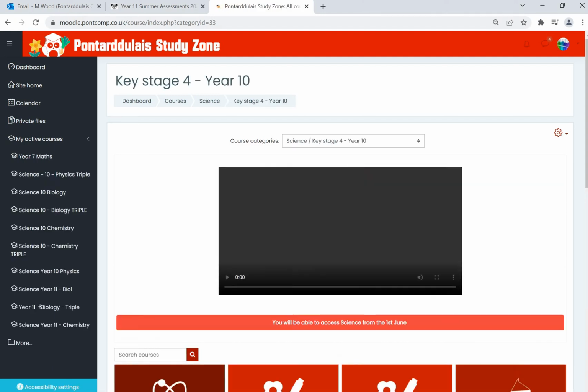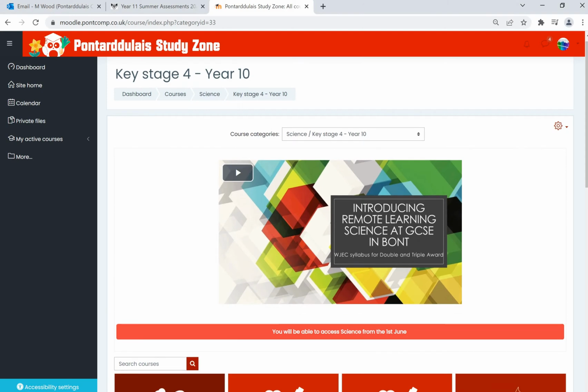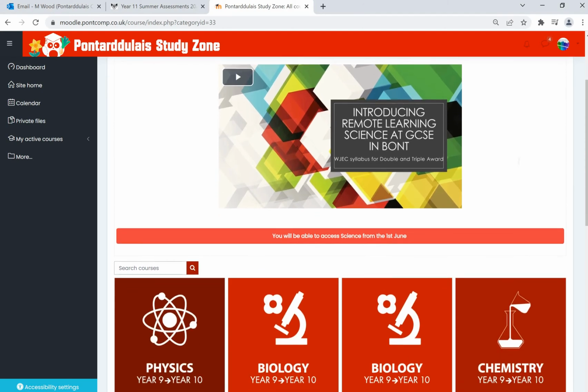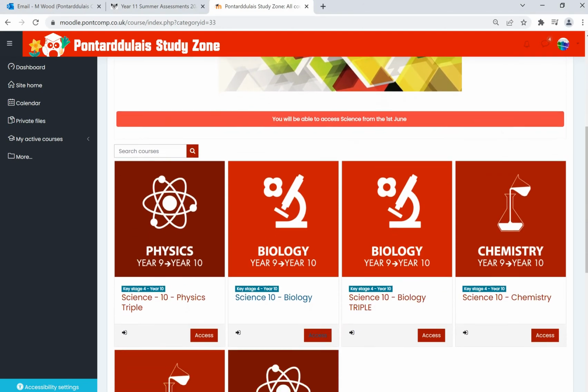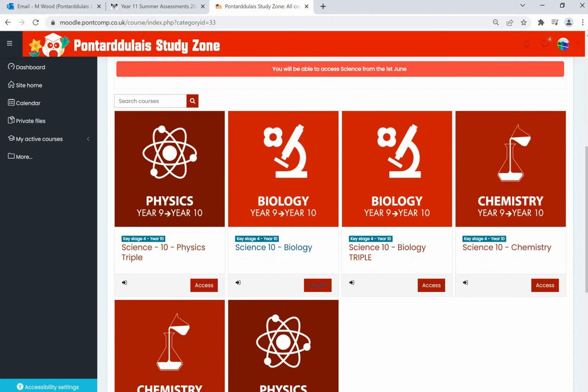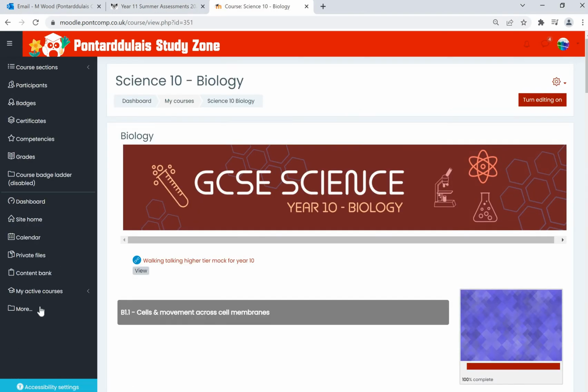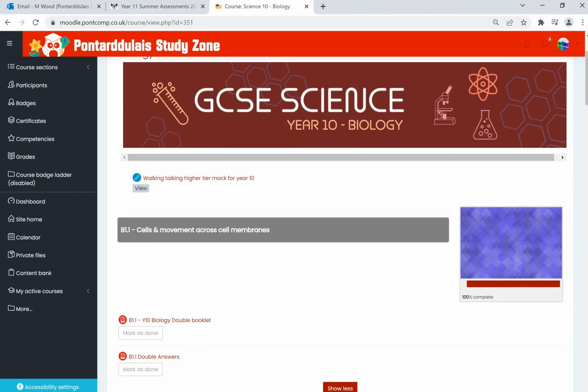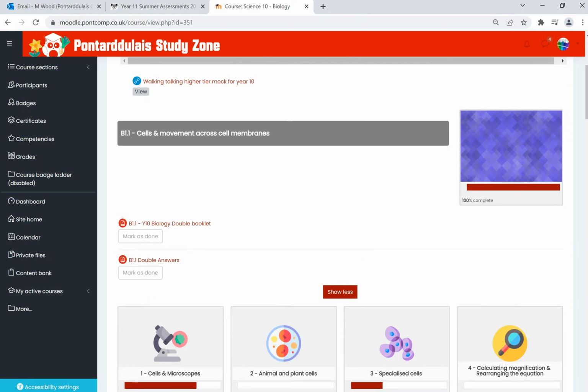If I very quickly go into Key Stage 4 Year 10, Introduction to Remote Learning in Science at Bont, you've got biology, chemistry and physics. All of these different areas have got the work with pre-recorded lessons that you've used in the past. So these are still a really useful source.